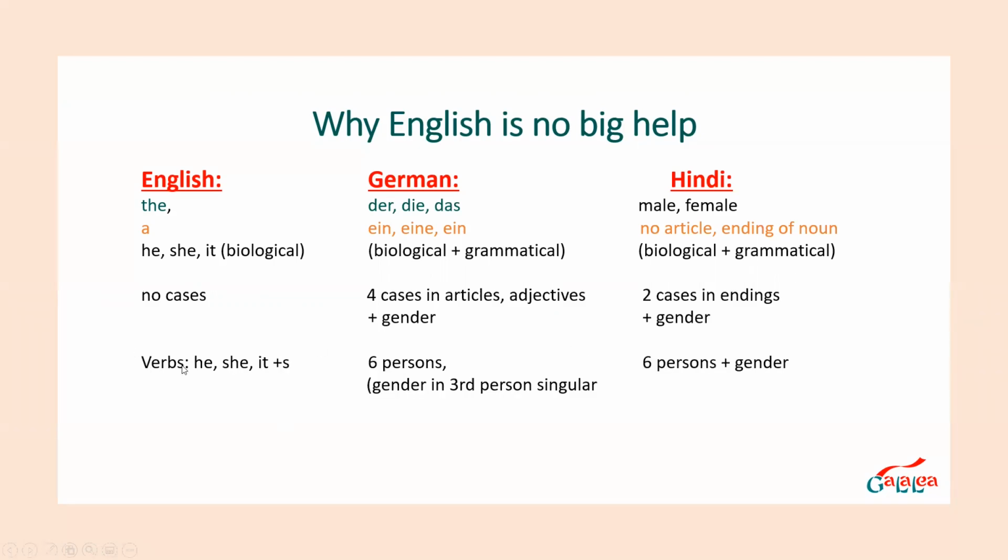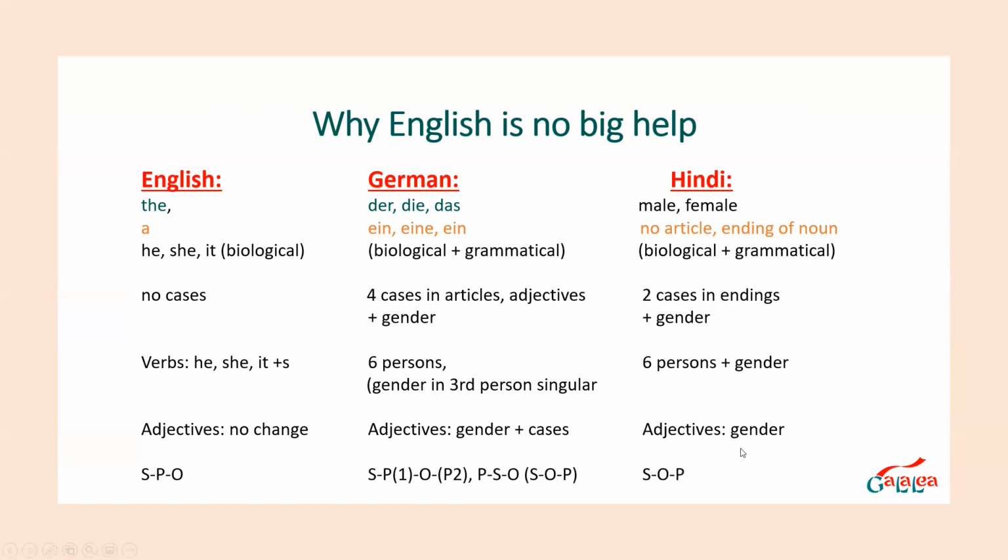In English, the verbs only display the S with he, she, and it, but in German we have 6 different persons and gender displayed in the 3rd person singular only, whereas in Hindi, there are 6 persons and all of them depict gender. Adjectives in English do not change, and while adjectives change according to gender and cases in German, and in Hindi at least according to gender.